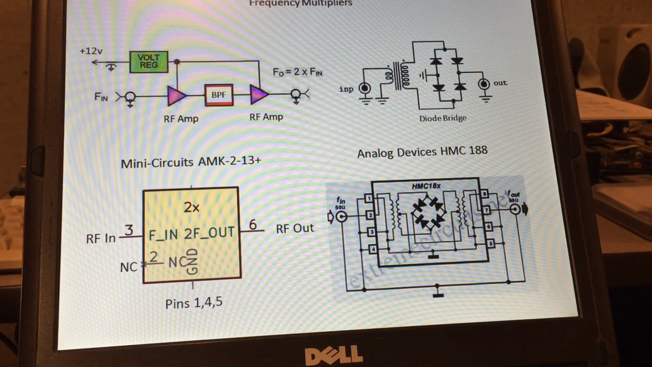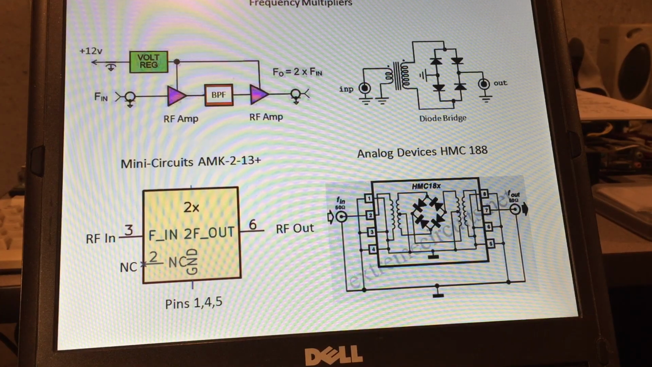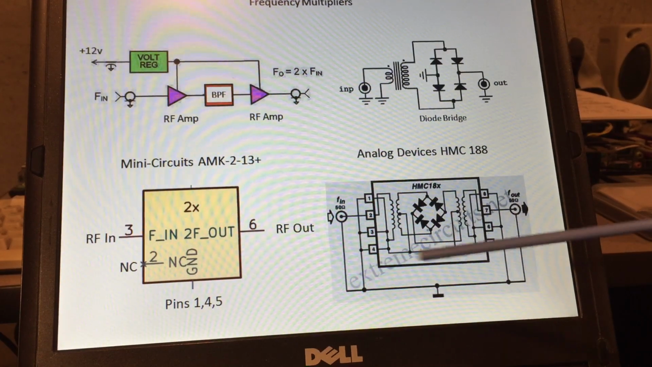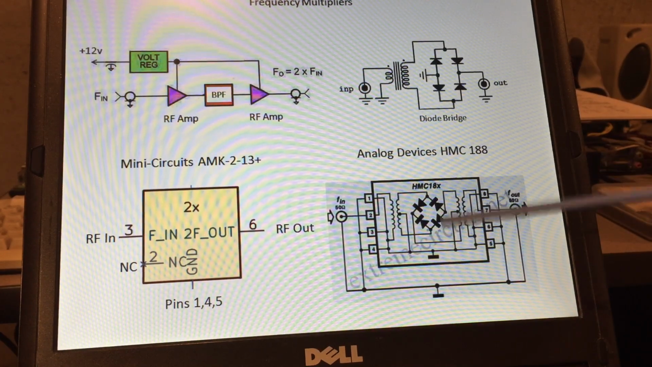All right, so here's the last frequency multiplier I'll be demonstrating. There's two versions of this that I'm familiar with. One uses an input transformer and just the diode bridge without an output transformer. And then one uses an input transformer, the diode bridge, and an output transformer.